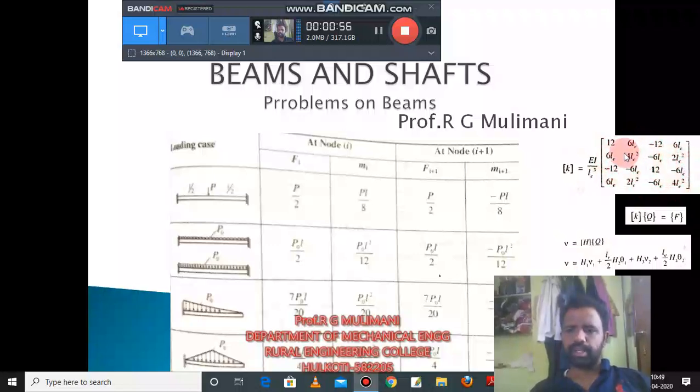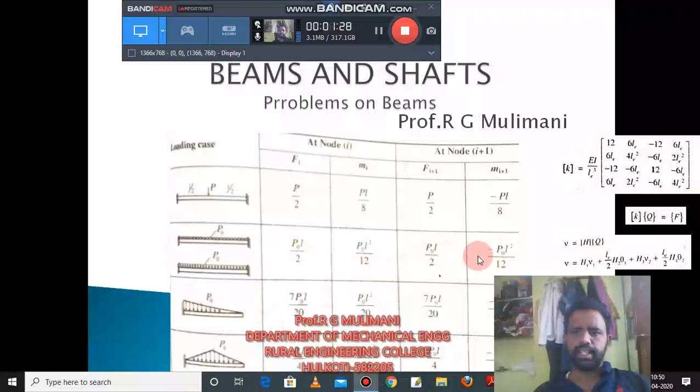If there are two or more elements, then we use the global stiffness matrix. Then Q is the nodal displacement vector and F is the force vector. What is the force vector? For one element, if the element is loaded at the midpoint, then we consider these forces: force and moment at node 1, and force and moment at the other end.